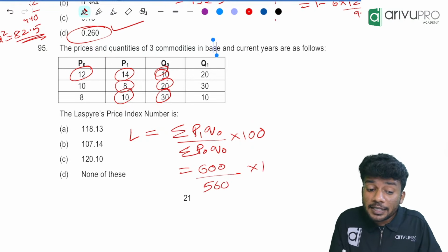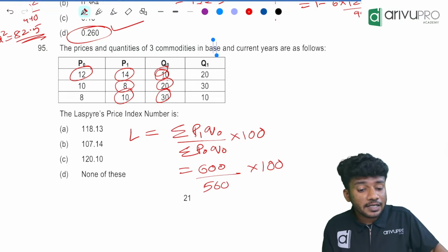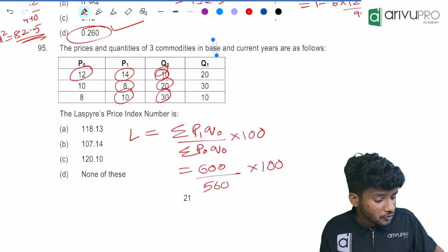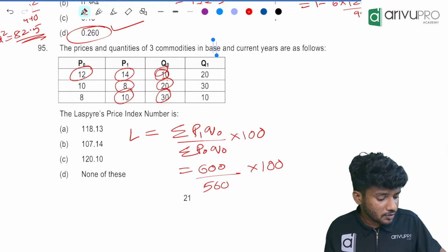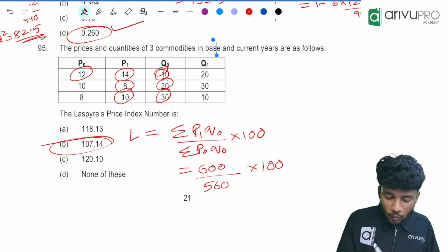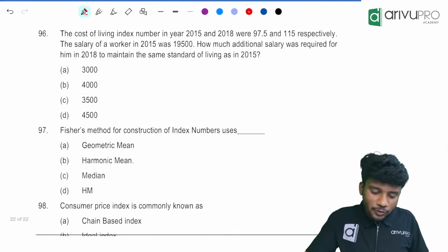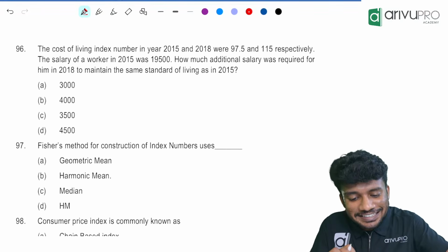560. Then multiply it with how much? 100. How much is the final answer you are getting? Do it for me. 600 divided by 560 into 100, which is coming to be 107.14. Option B is the answer. Very good question. Very easy answer.